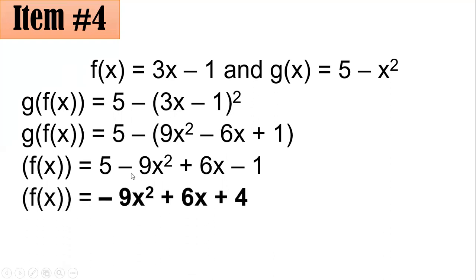Rearranging the terms, we have negative 9x squared plus 6x here. And combining like terms, 5 minus 1, we have plus 4. If you answered A, great. But if not, it's a learning experience. Number 5.